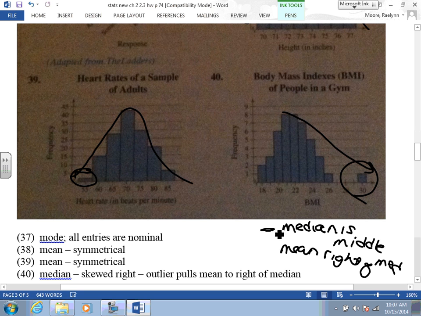You would use your median. You got it. So you've kind of pulled your mean along the side there. It follows your tail. If you remember that your mean follows your tail, you'll remember which one to use.